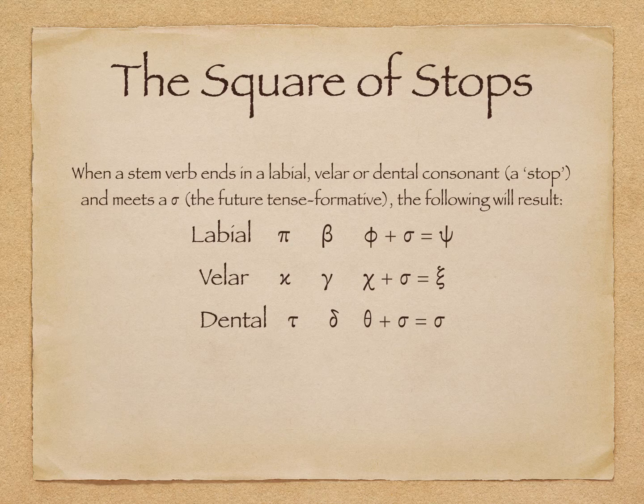What happens when those meet this sigma in the future? Well, there's a conflation that happens, a crashing together. The labials become psi, the velars become xi, and the dentals, they just drop, and the sigma sort of wins the day. So remember these patterns in the square of stops when a labial, velar, or dental meets a sigma.